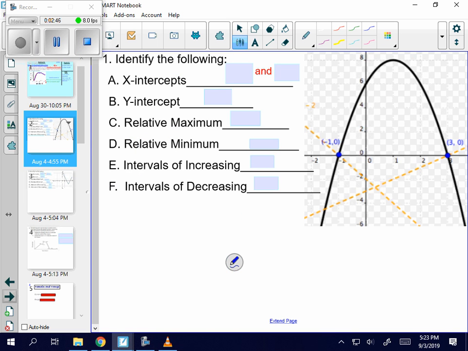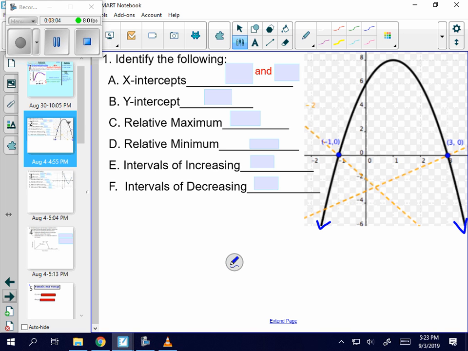Okay, now we're on to your note-taking guide. On number 1, we're asked to identify the following on this graph. By the way, in case you care, this graph is a parabola, and because the shape goes to the end of the coordinate plane, that implies it goes on forever.